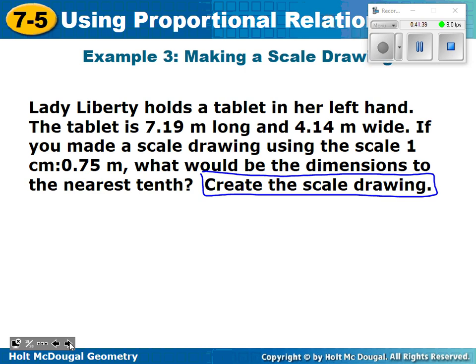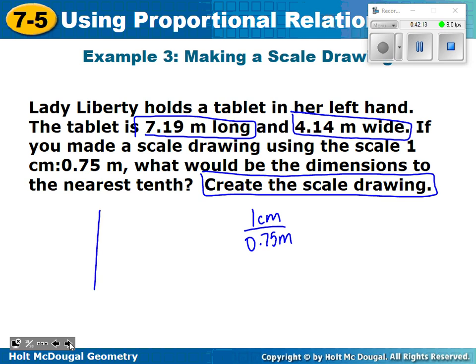So Lady Liberty holds a tablet in her left hand. The tablet is 7.19 meters long and 4.14 meters wide. If you made a scale drawing using the scale of 1 centimeter to 0.75 meters. And I would warn you, don't try to do shortcuts because those numbers may not be 1 to something on your test. It could be a decimal to a decimal or a fraction to a fraction. Okay, create the scale drawing of what it would actually look like.